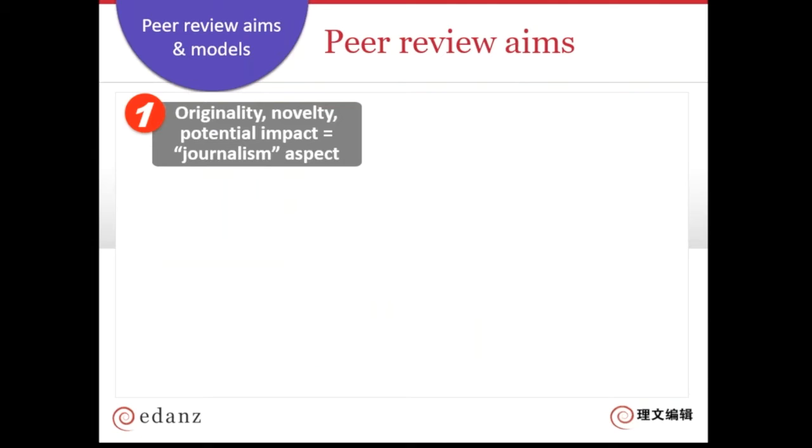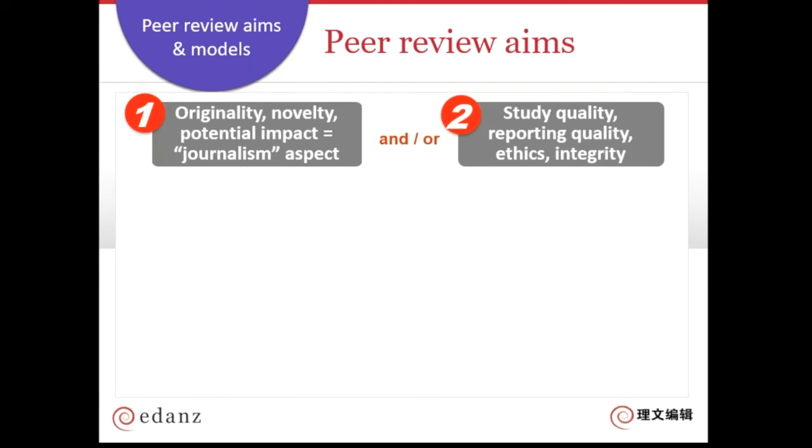Now, the aims of peer review are to select what goes into scholarly journals. Some journals use this aspect as the main selection criteria, as well as scientific quality, but they do look at the journalism aspect, whether they think subjectively that the work has potential importance and potential impact in the world, and that the work will become world headlines the next day. They also look at the scientific quality. Some journals only look at number 2, but not number 1. And so they will stress the technical quality, the study design, the reporting quality, and ethics and integrity.